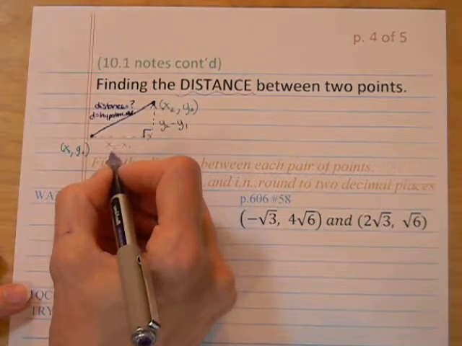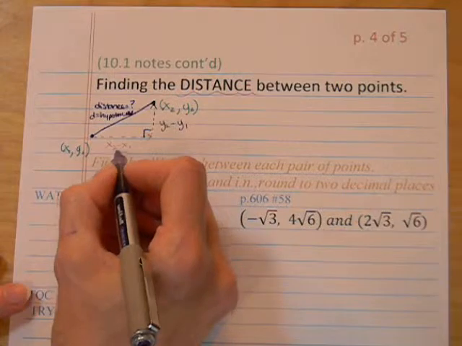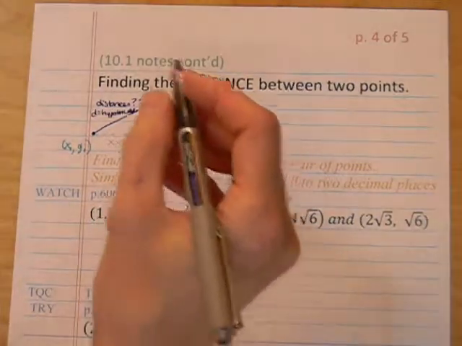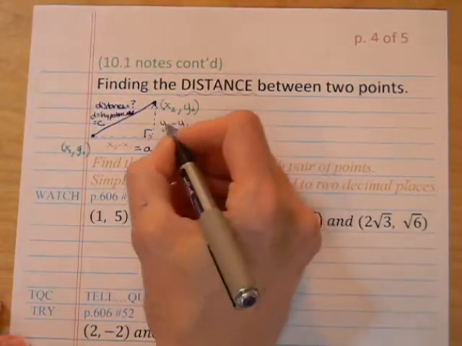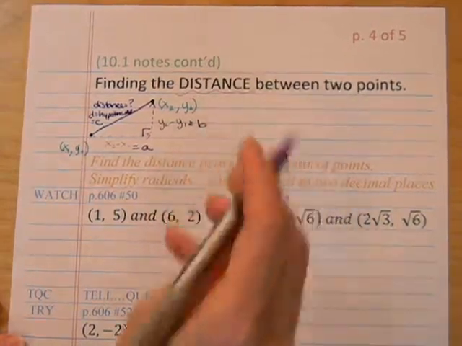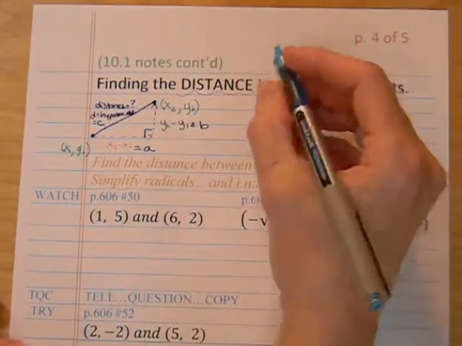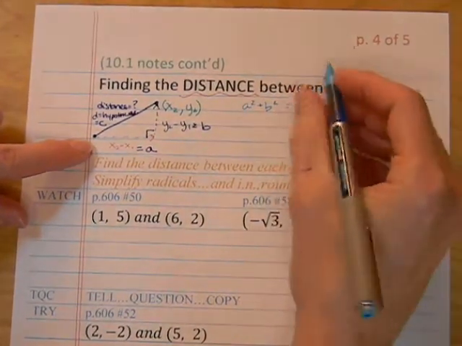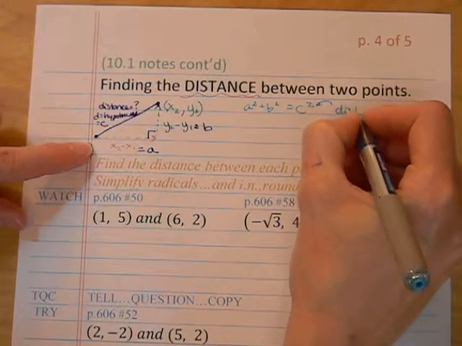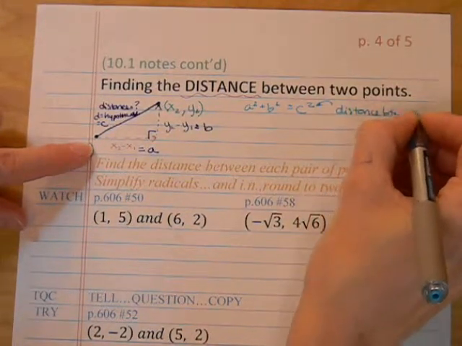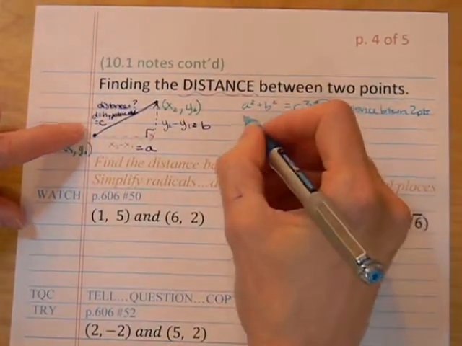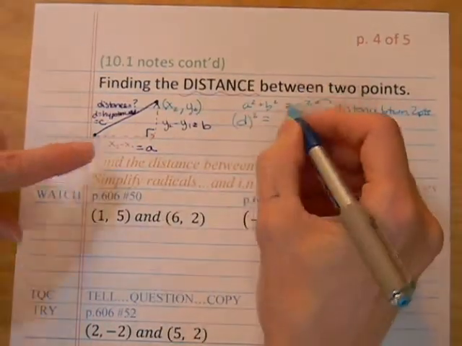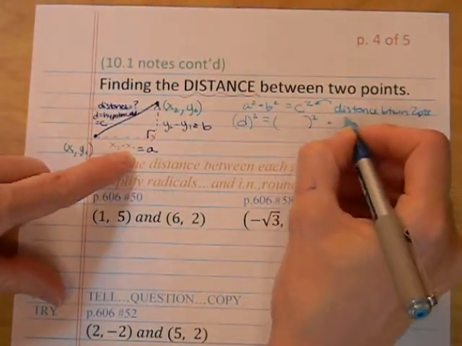And your x2 minus x1, sorry, not x squared, your distance in your x's, that's equal to one of the legs of the right triangle. And your y2 minus y1 equals the other leg of the triangle. And so you can take your a squared plus b squared equals c squared, where c represents the distance between the 2 points. In this case d, so we'll use that as our distance. Our distance squared is going to be those 2 legs squared added together. Your a value squared plus your b value squared.